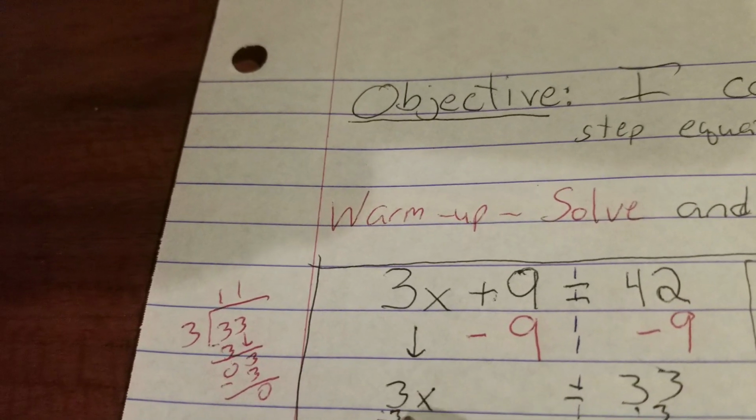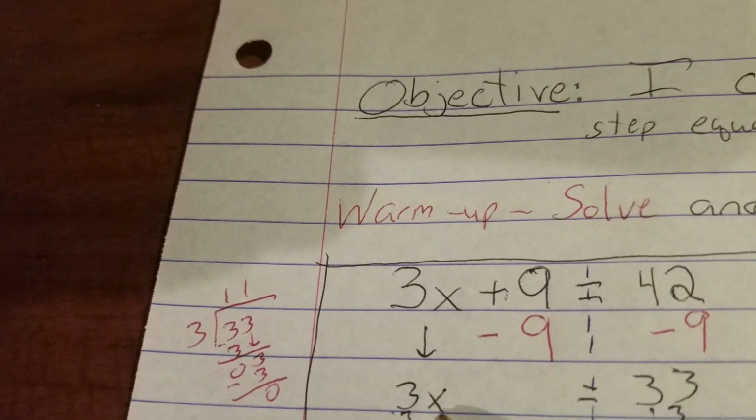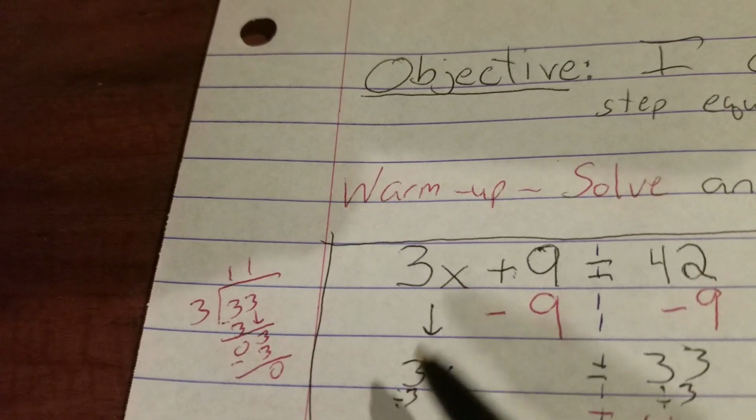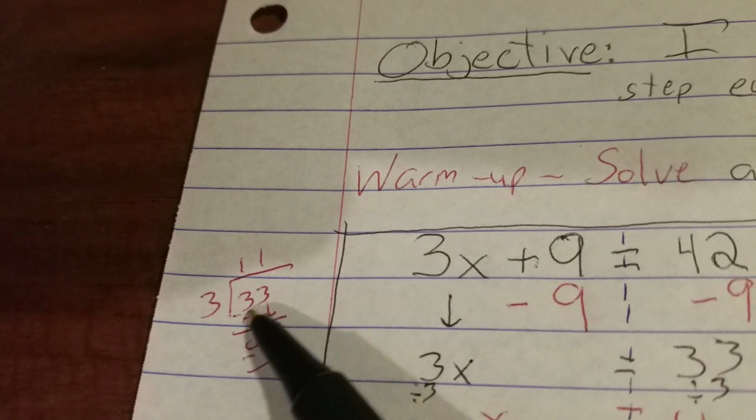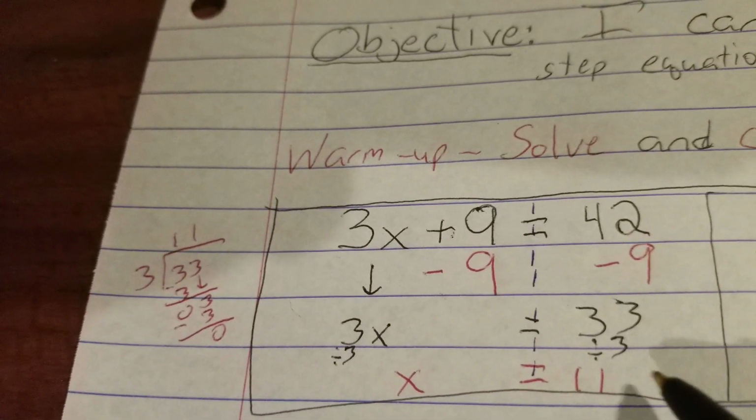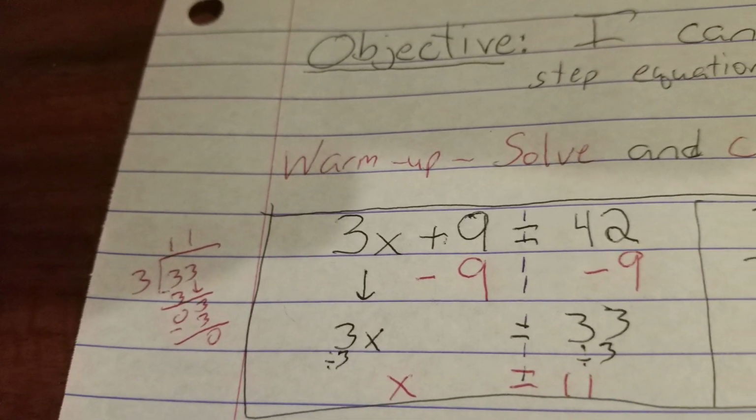Now I see the 3 and the x right next to each other, showing multiplication. So we're going to do the opposite and divide by 3. And you can see over here I did a little bit of work. 33 divided by 3 gave me an answer of 11. So I believe x equals 11.